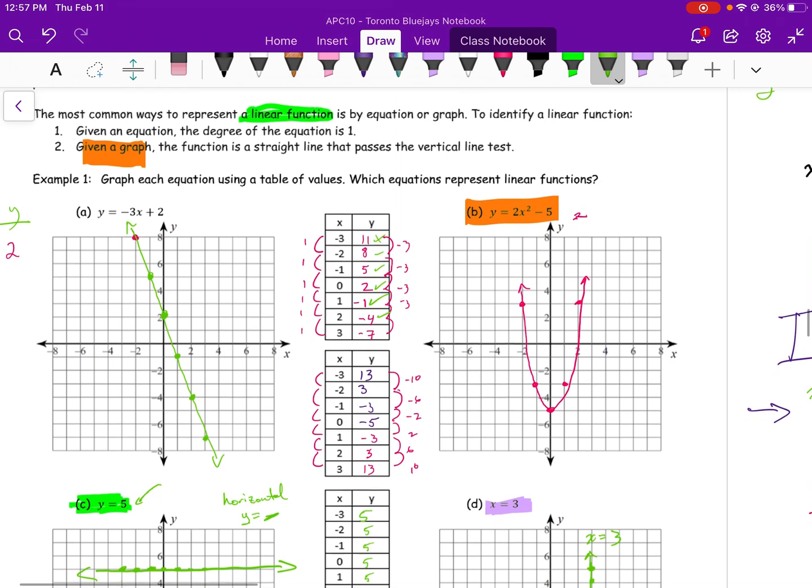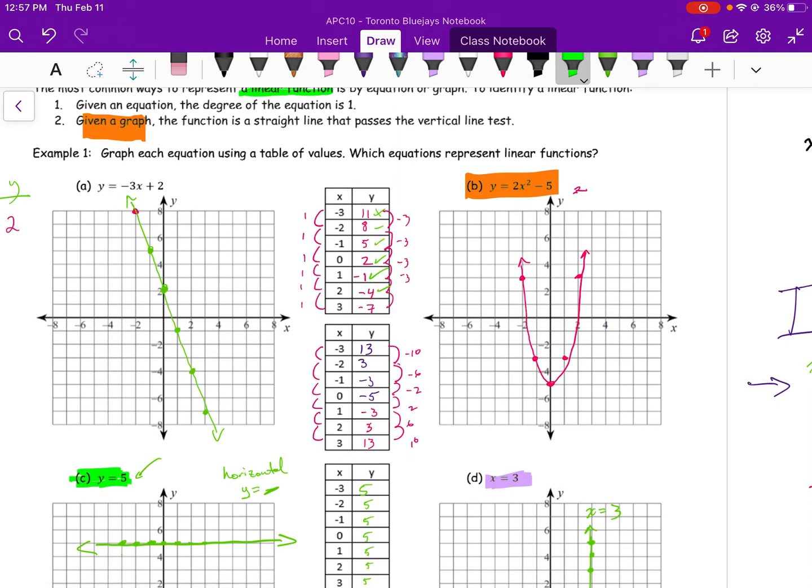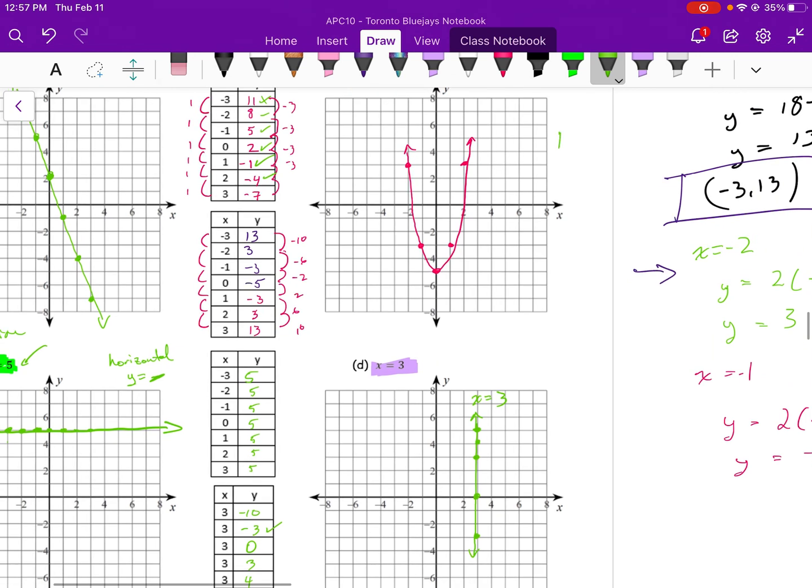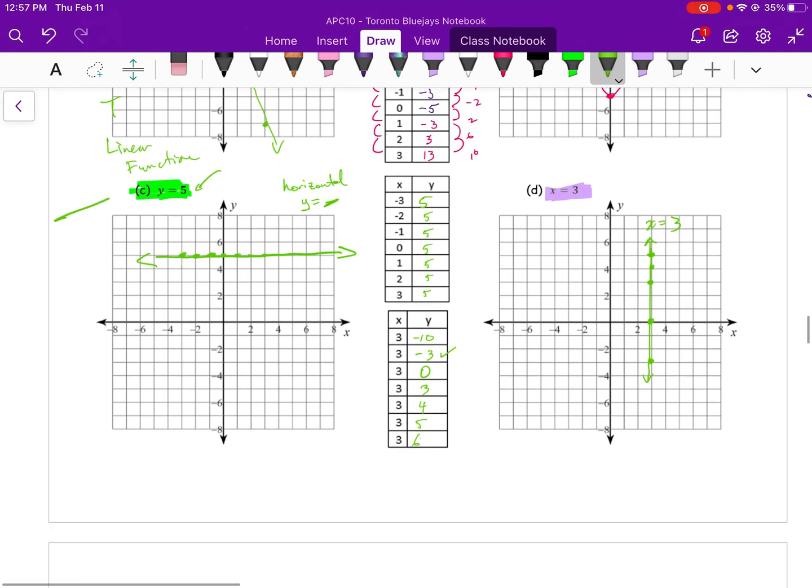So let me look over this part here. Which equations represent linear functions? So I am going to say this is a linear function. It is a line, and it passes the vertical line test. This is not a linear function. It is not a line, but it is a function, but it's not a linear function. For C, what we notice, it is a line, it has a line shape, and it passes the vertical line test. So this must be a linear function.